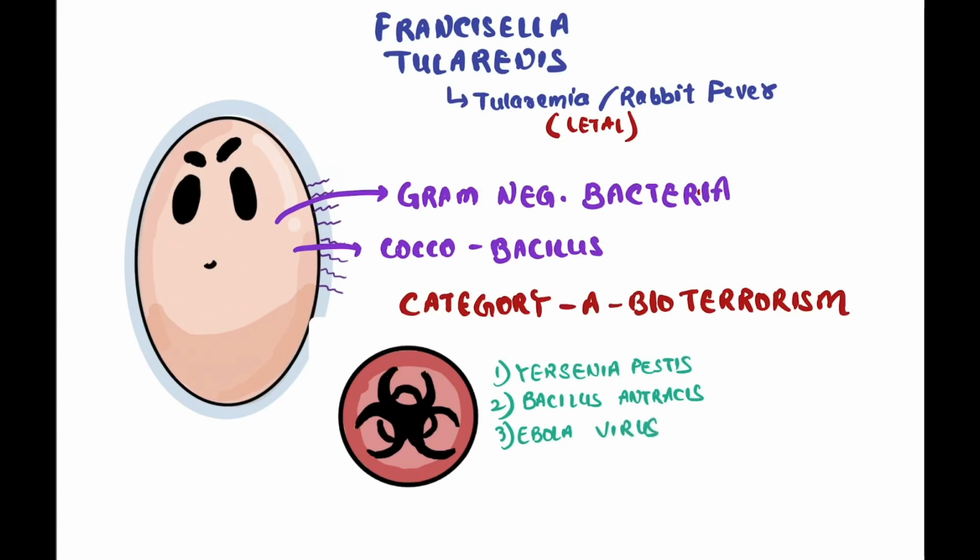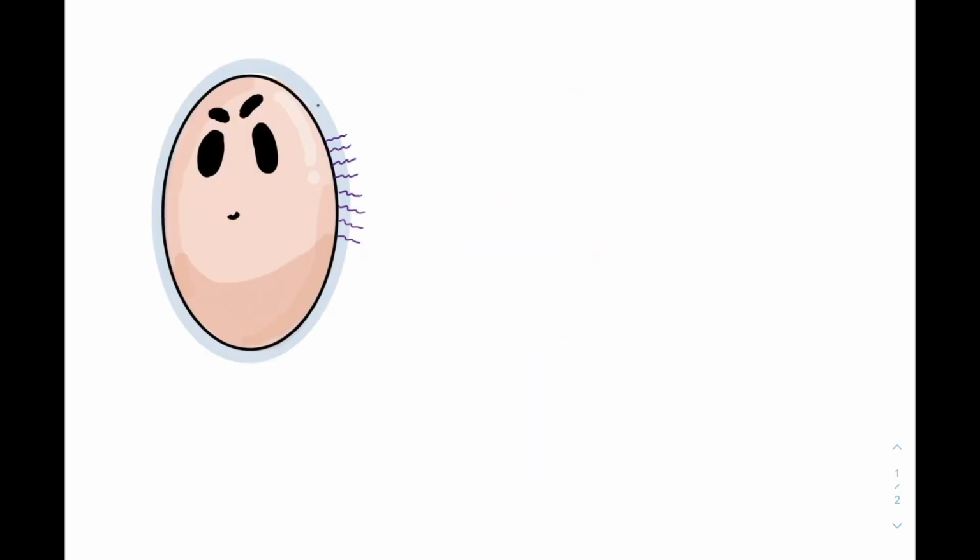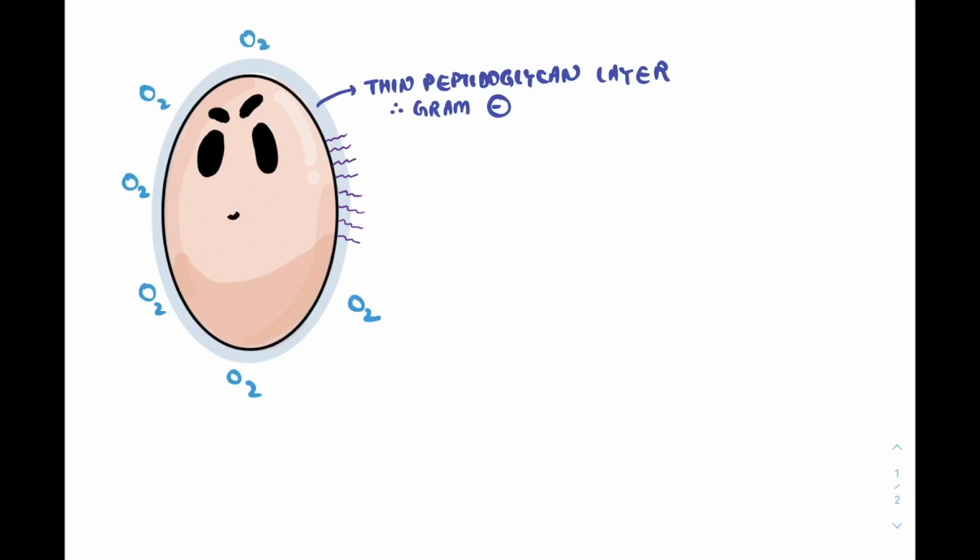Why are they category A bioterrorism agents? Because they cause high virulence even at a low dose. So there are two characteristics: a low dose and high virulence. There is a thin peptidoglycan layer over the bacteria, so therefore the bacteria is gram negative. This bacteria is a great lover of oxygen, so it is an obligate aerobic bacteria. They have capsules and type 4 pili.